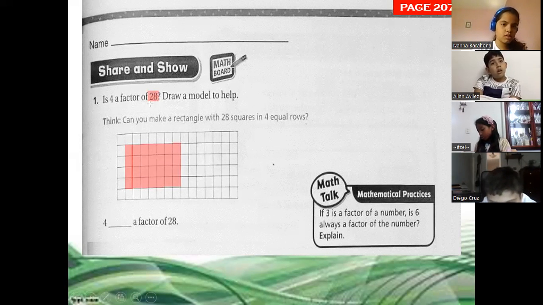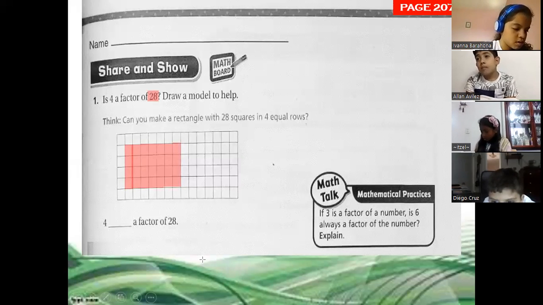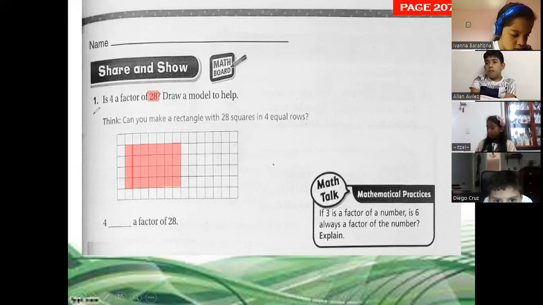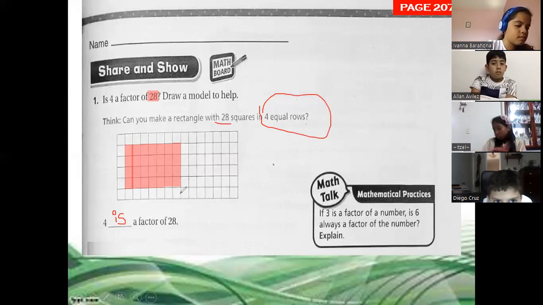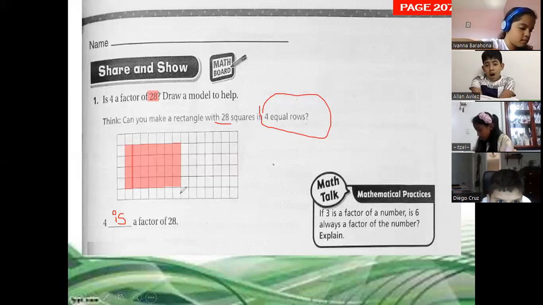So we got this number. Is 4 a factor of 28? Yes or no? Can you make a rectangle with 28 squares in 4 equal rows? Yes. So we can conclude that 4 is a factor of 28 because we don't have gaps. We divide the 28 tiles into 4 equal rows.